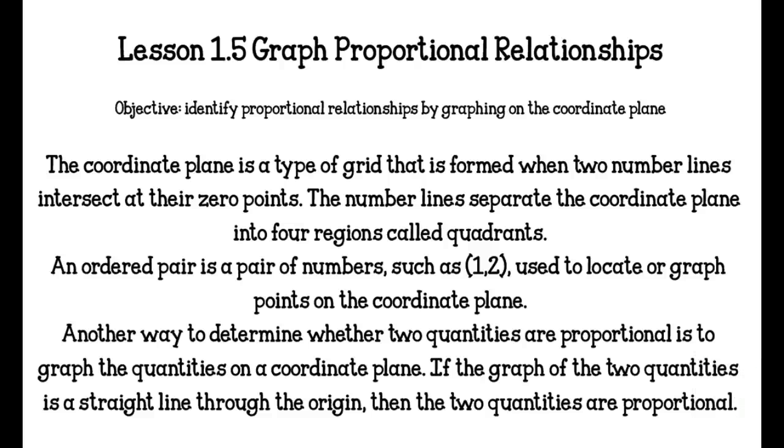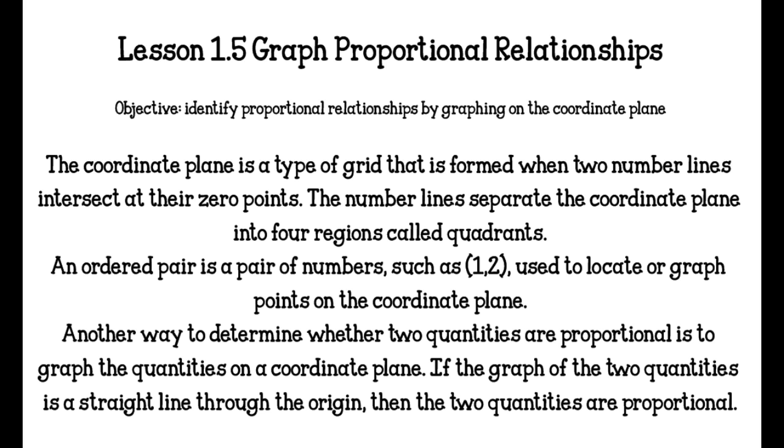Lesson 1.5 is we're going to learn how to graph proportional relationships. Our objective is to be able to identify proportional relationships by graphing on the coordinate plane. The coordinate plane is a type of grid that is formed when two number lines intersect at their 0 points. The number lines separate the coordinate plane into 4 regions called quadrants.